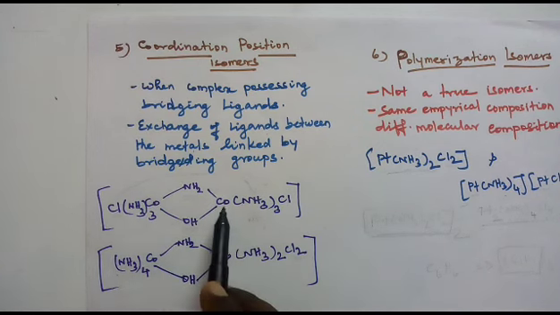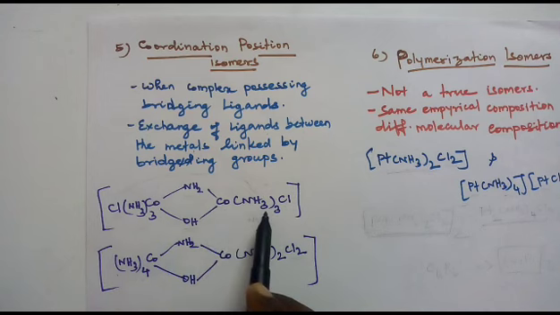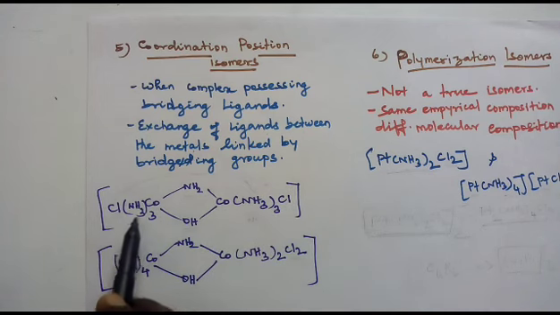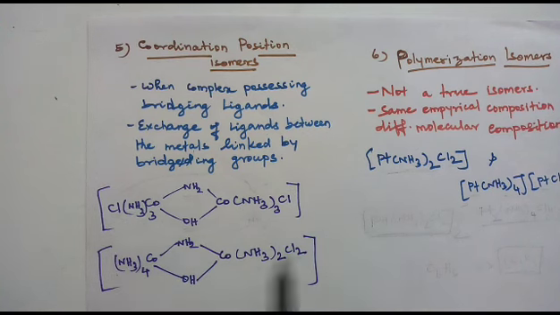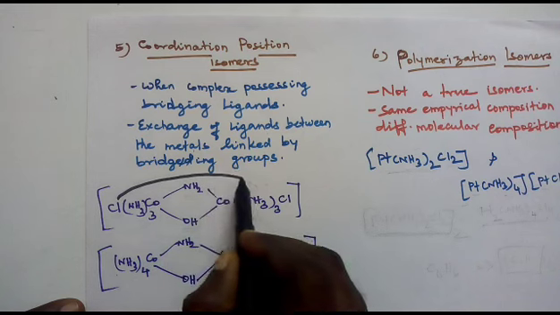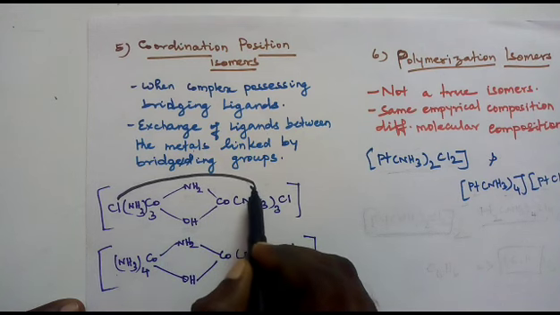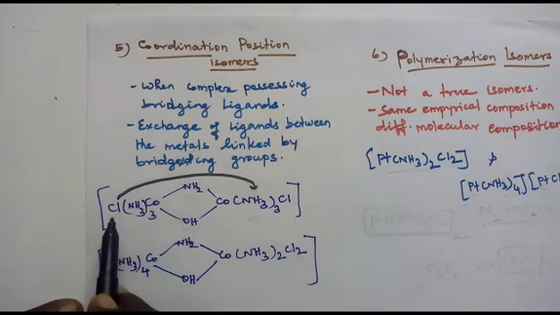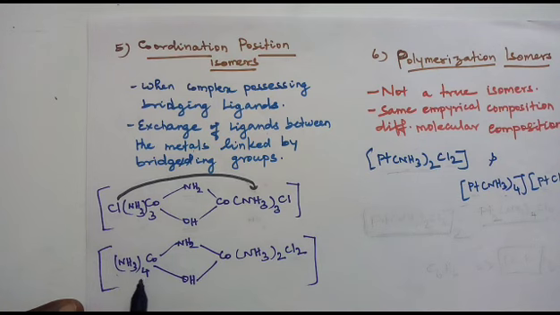Look at this. On this cobalt side, there are 3 ammonia, 1 chlorine. This side, 3 ammonia, 1 chlorine. That means almost symmetrical. So what happens? The chlorine from this side moves to the other side. That is why on the right side the chlorine is missing, and on the left side you get 2 chlorine.